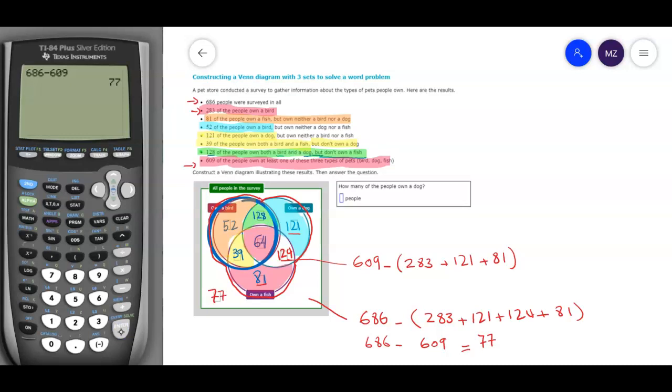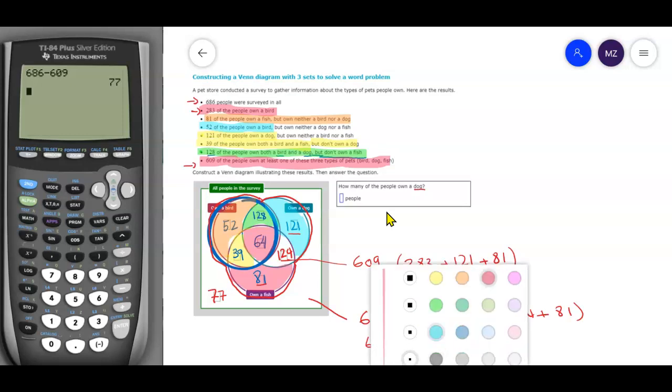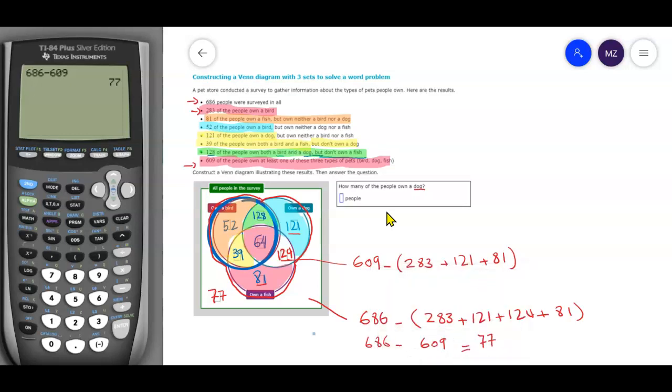Now, after finishing all this work, we're going to go and read the question. Actually, we don't know the question. How many of the people own a dog? All right, so you want a dog here. If I'm looking for all the people who own a dog, I go to the circle of the dog and make a circle on it. So this is basically the number that I'm looking for. You have to add all these numbers together. As a matter of fact, I didn't need to calculate the 77, so it was a waste of time.